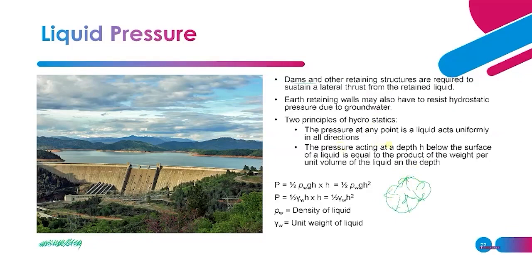So the pressure acting at depth H below the surface of liquid is equal to the product of weight per unit volume of the liquid at the depth. The formula here, so P here means liquid pressure. P ni any pressure lah sebenarnya, sebab you calculate pressure kan. For this formula lah untuk calculate liquid pressure.